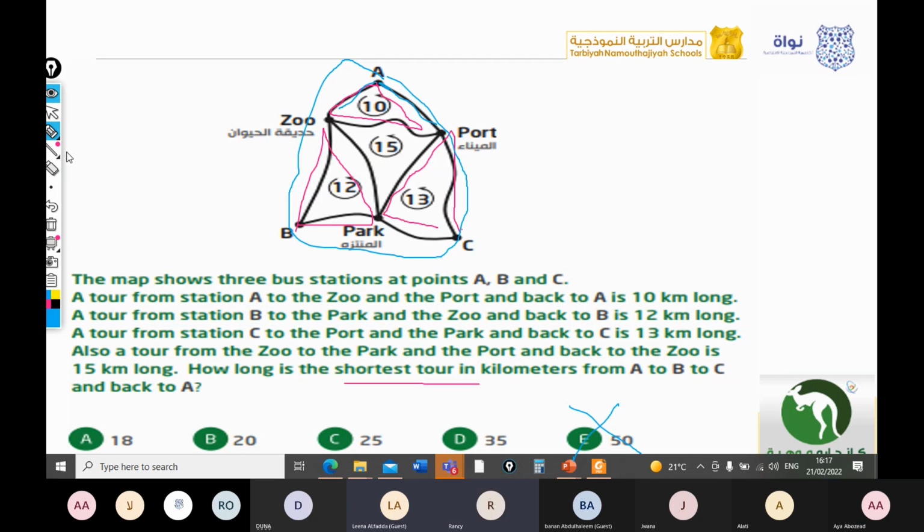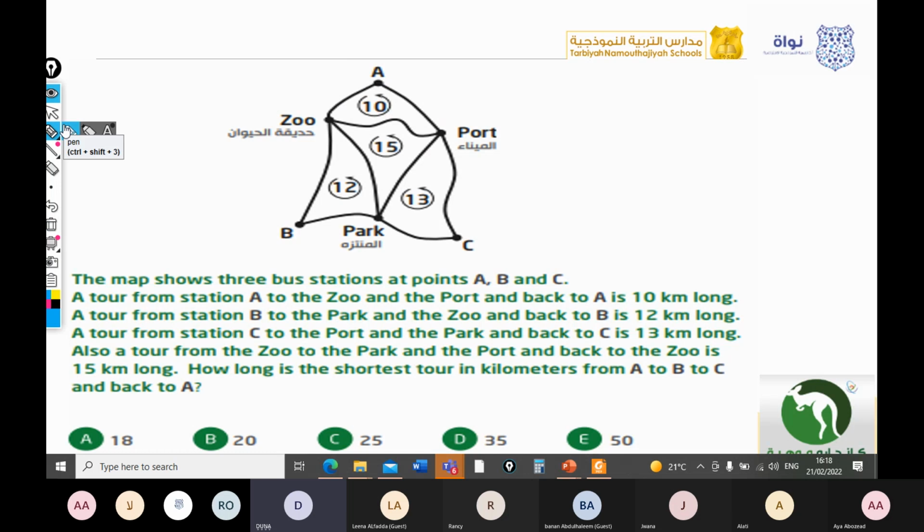Miss, D is true. Teacher, I think D is true. Teacher, I think it's XB 20, but I don't think so. So is it right or wrong? Teacher, I can't hear you.